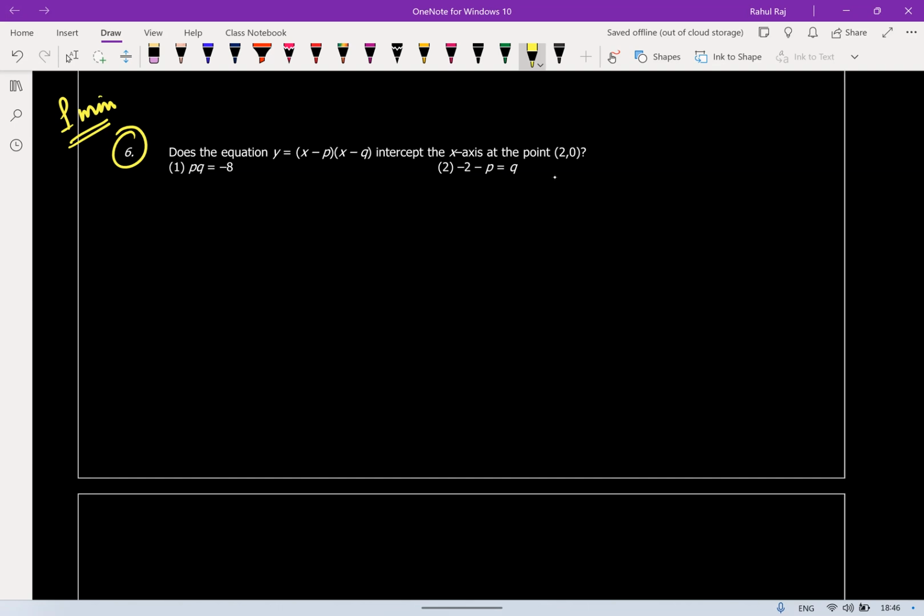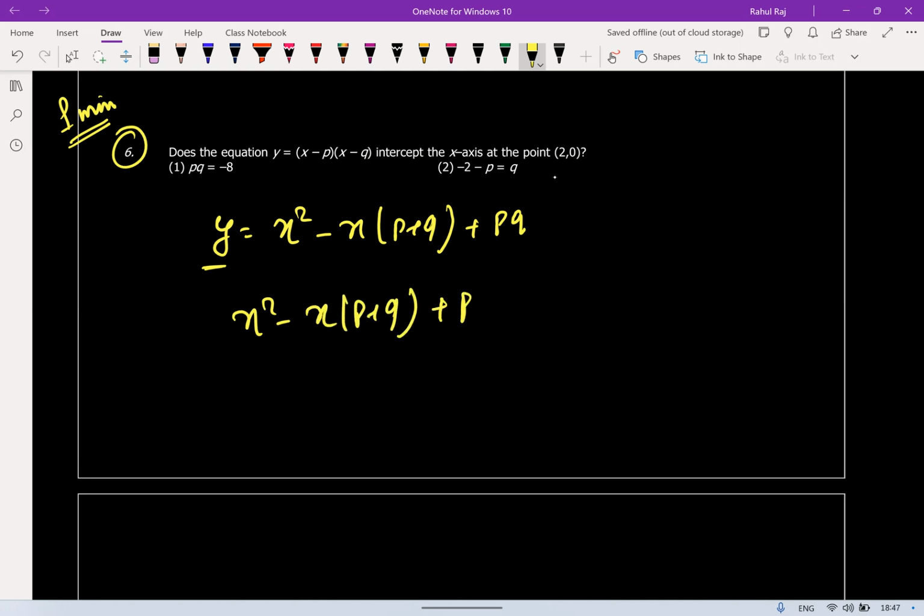So it says the equation y is equal to x square minus (p plus q) x plus pq. Does this equation intersect the x-axis at point (2, 0)? So on the x-axis y is 0. If this equation intersects the x-axis at (2, 0), what exactly do I need to do? I need to find the value of x. And on the x-axis y is 0, so x square minus (p plus q) x plus pq is equal to 0.